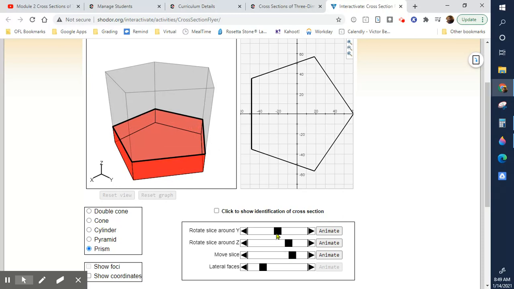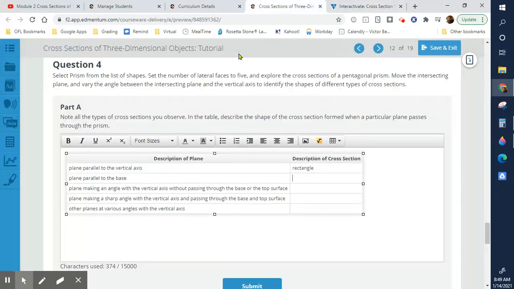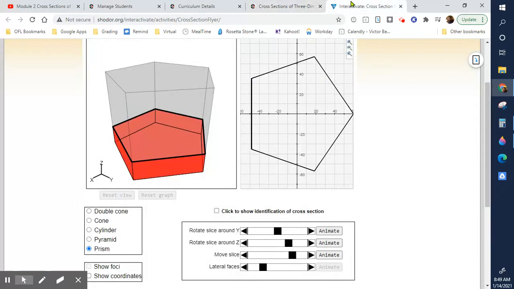Penta meaning 5. Make an angle vertical passing through the base or the top surface. So that or means we're not doing both. So let me rotate this. And we see, oh boy, it could be a number of things it looks like. Let me zoom out real quick.